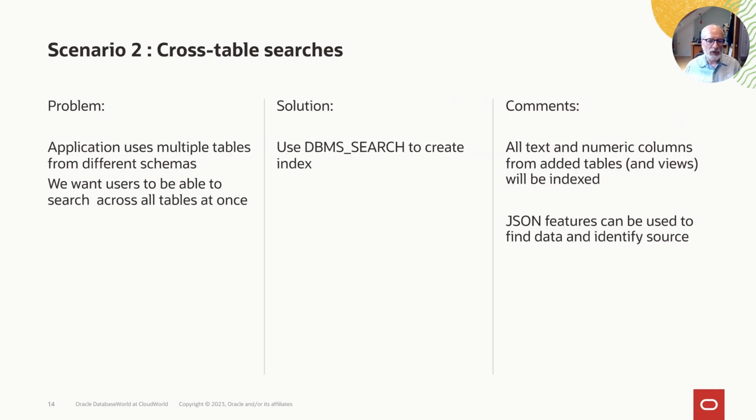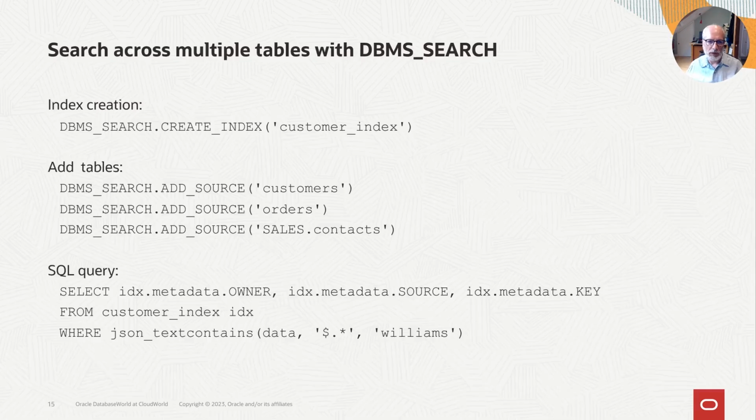So we've got an application, and the application uses multiple tables from different schemas, and we want to be able to put a search box in the top of the screen, allowing people to search across all of those tables. So the solution is going to be to create this DBMS search index, and that will index all text and numeric columns from the tables that we added. And we can use JSON features in order to drill down into the search results. We'll see that in our code screen here.